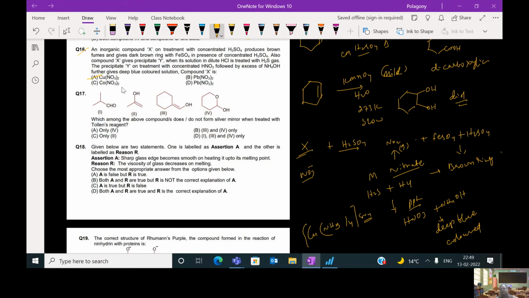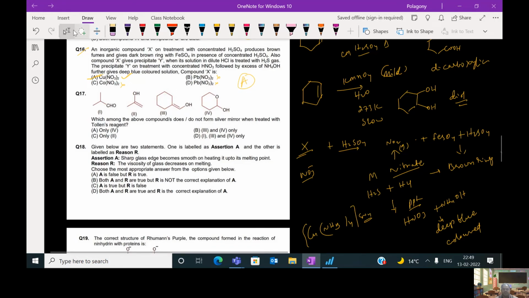Cobalt nitrate is given, and lead nitrate is given. The blue color solution is given only by option A. Lead nitrate doesn't give the blue color, and cobalt nitrate will give the brown ring test but not a blue color solution. Cupric nitrate is the most appropriate, so A is the correct option.